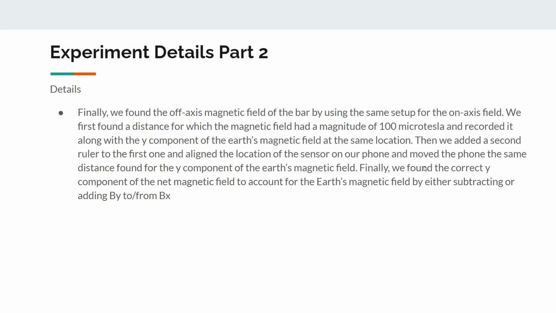For part 2 of the experiment, we found the off-axis magnetic field of the bar by using the same setup as for the on-axis field. We first found a distance for which the magnetic field had a magnitude of 100 microteslas and recorded it along with the y component of the Earth's magnetic field at the same location. Then we added a second ruler to the first one and aligned the location of the sensor on our phone and moved the phone the same distance for the y component of the Earth's magnetic field. Finally, we found the correct y component for the net magnetic field to account for the Earth's magnetic field by either subtracting or adding it to/from Bx.